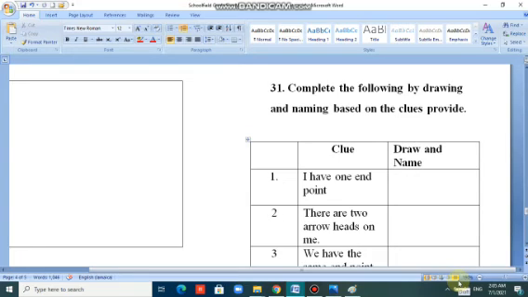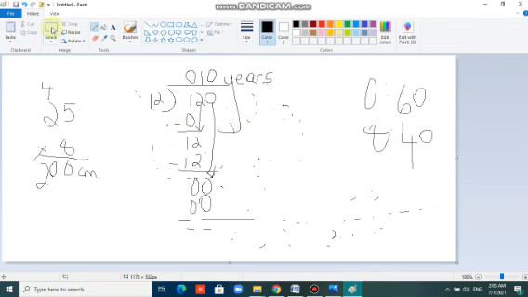So 31. It says complete the following by drawing and naming based on the clues provided. Here is my clue. Number 1, I have one endpoint. I remember we went through lines already, so you must know this in flying colors. So I have one endpoint, so it must be something like this and this. So this is a what?